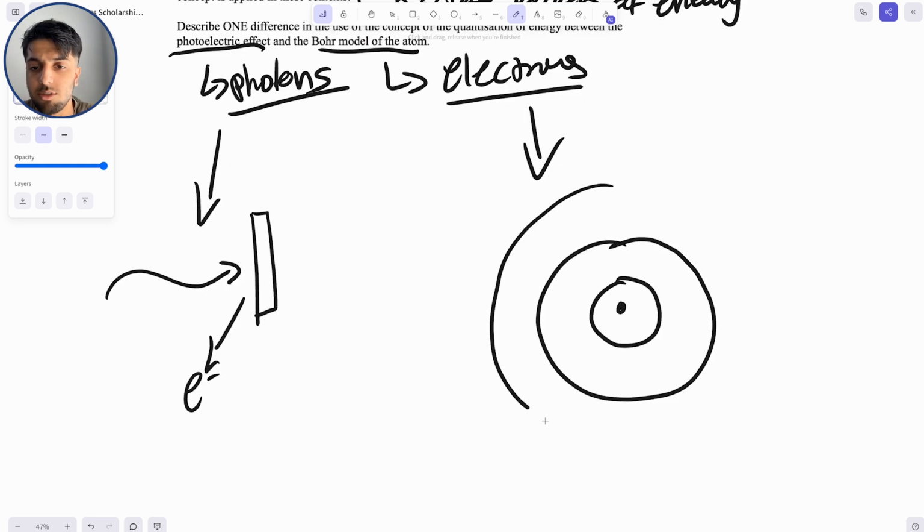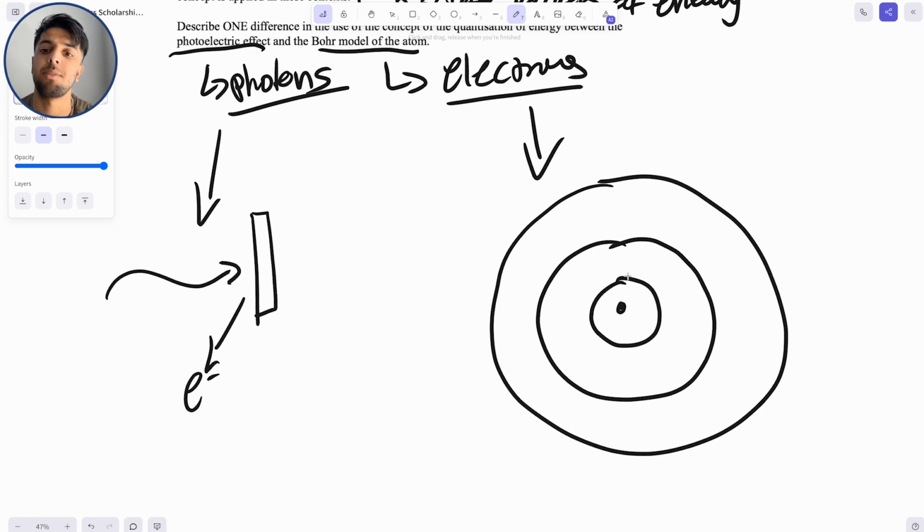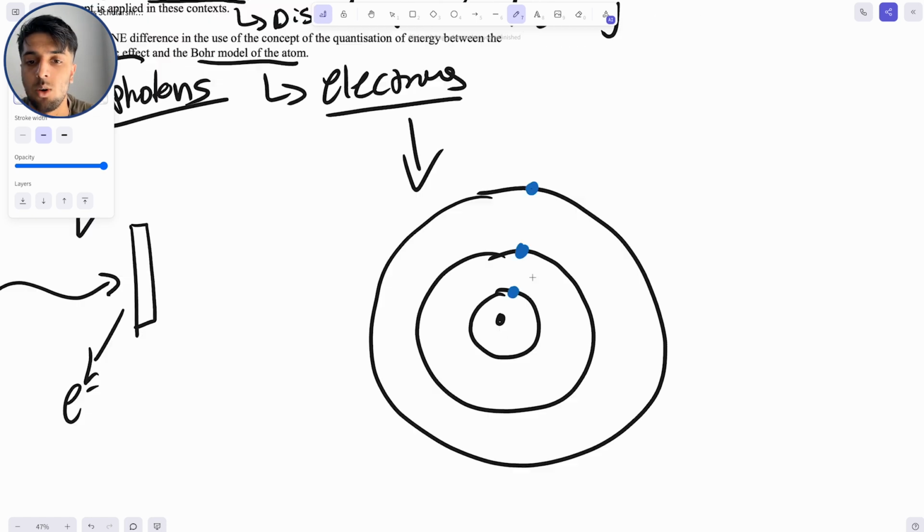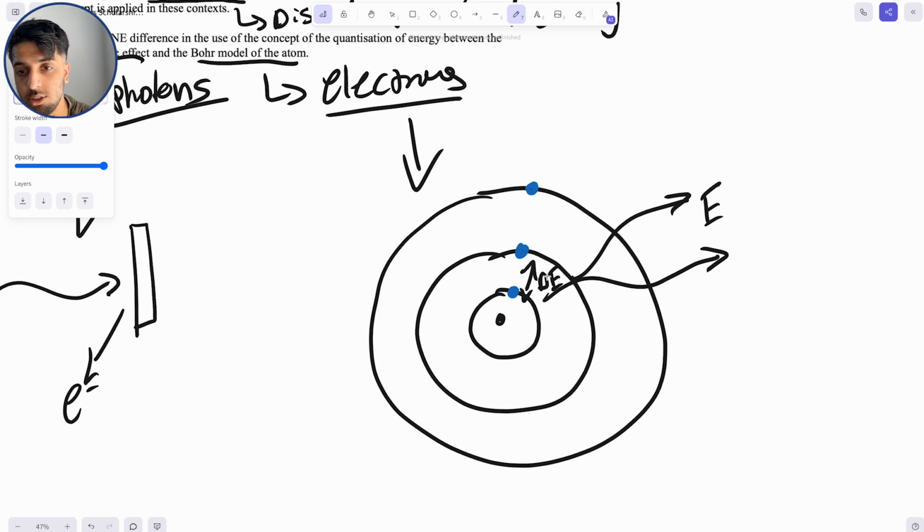Whereas with the Bohr model and electrons, we have a nucleus, and we have energy levels around this nucleus. And electrons can only exist on these discrete energy levels. And we can see this when we have our emission spectrum and our absorption spectrum of light. When these electrons are excited to a higher energy level and then spontaneously drop back down, they release a photon with an energy which is equal to the energy difference between these two energy levels. So the delta E of these two energy levels is equal to the energy of the photon.